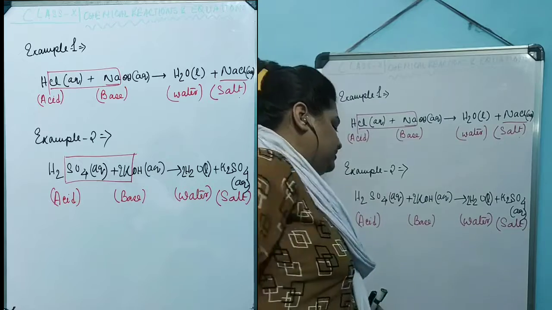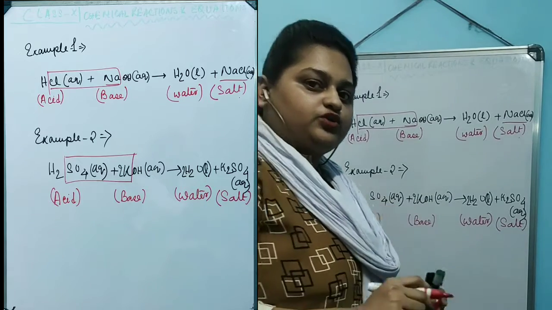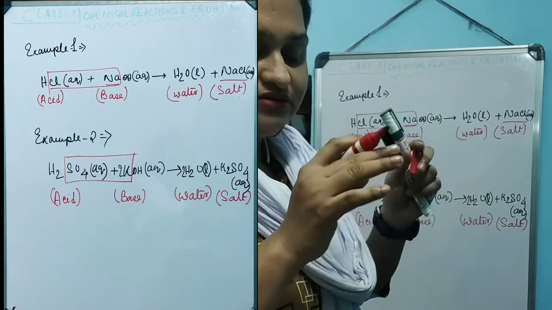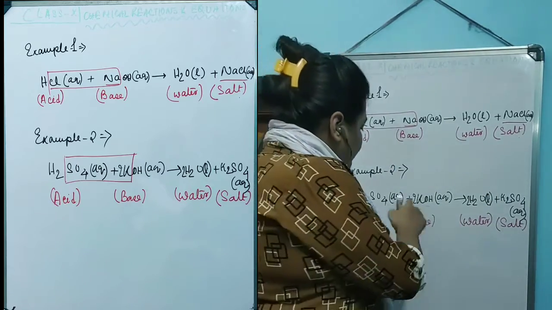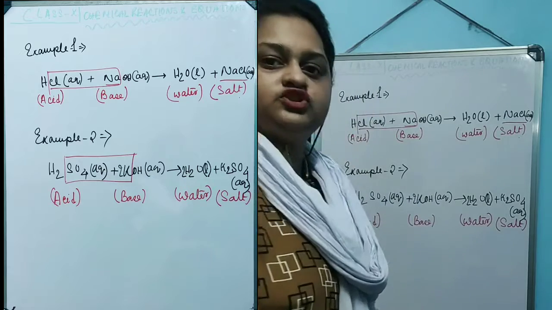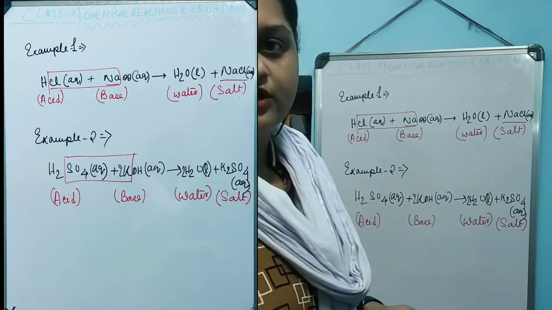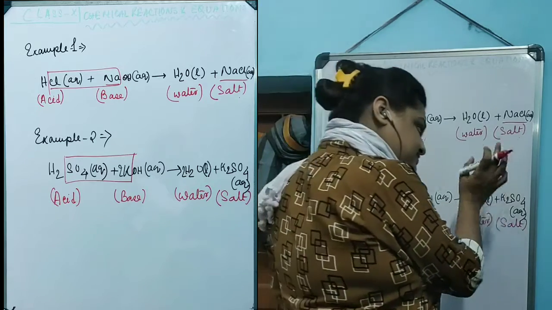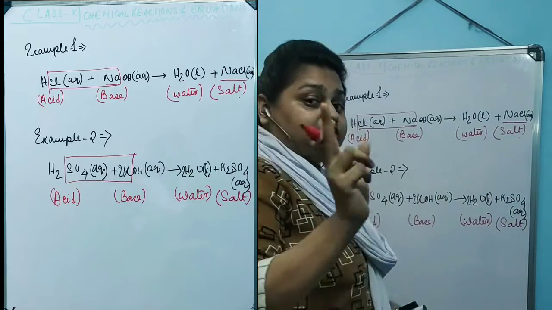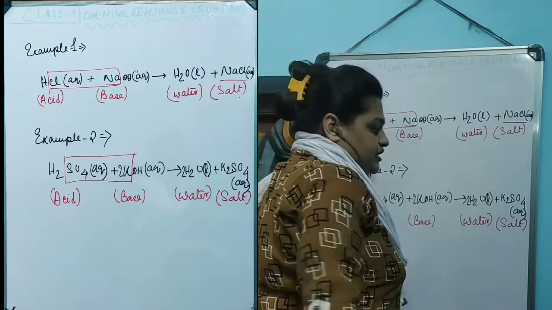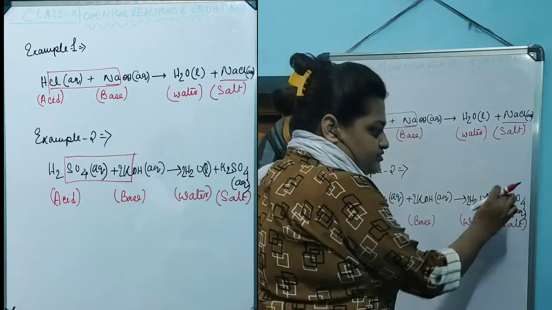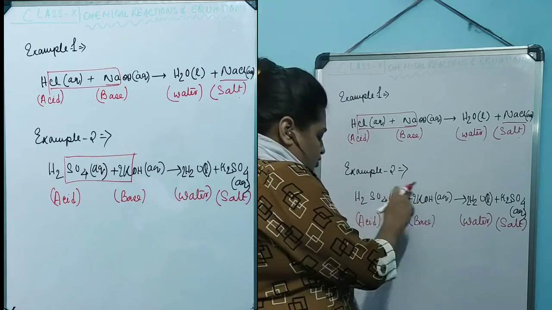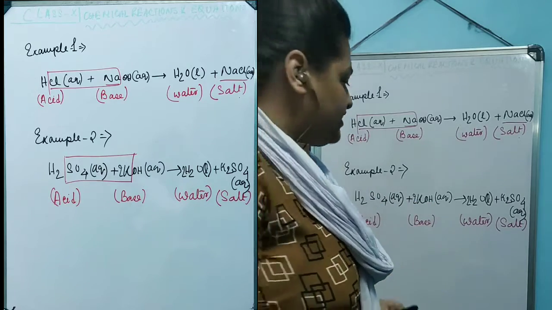In the second example, I have taken the aqueous solution of H2SO4, which is the aqueous solution of sulfuric acid, and I am reacting it with the aqueous solution of KOH, potassium hydroxide. These two react to form a similar type of product: liquid water and K2SO4, the potassium sulfate salt. Out of these two, H2SO4 is the acid and KOH is the base.